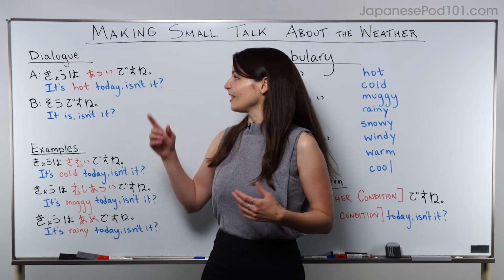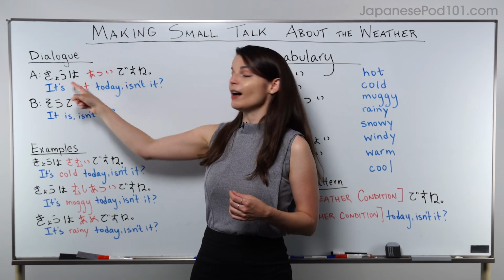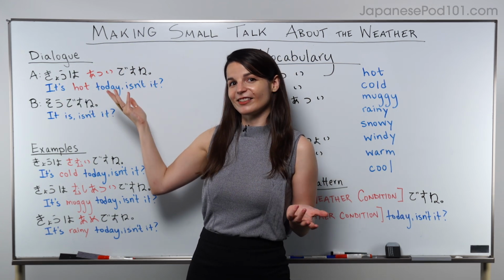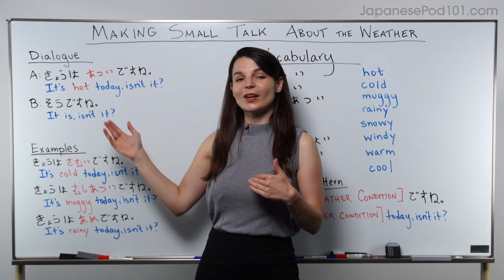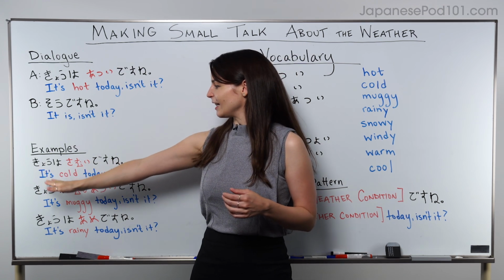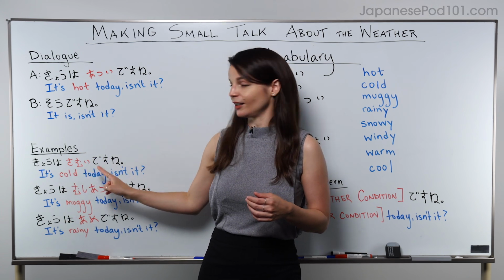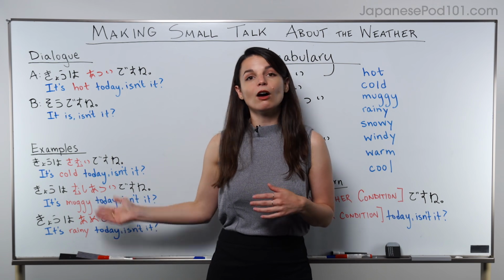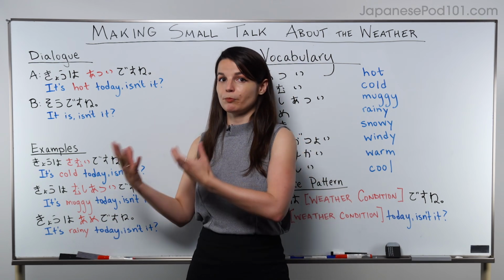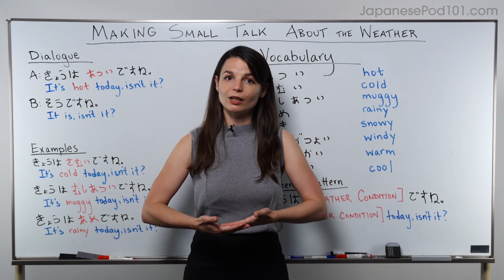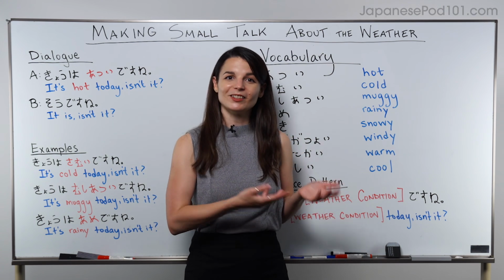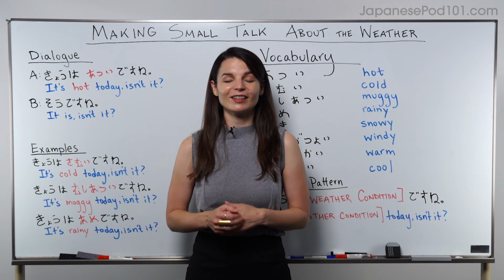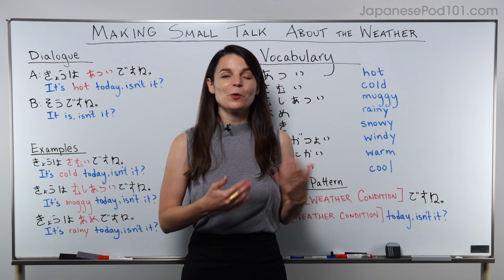We saw this in the original dialogue sentence, 今日は暑いですね. Today is hot, isn't it? Or it's hot today, isn't it? We also saw this pattern here in these examples. 今日は寒いですね. 今日は蒸し暑いですね. 今日は雨ですね. They all follow this same pattern of introducing today as the topic, some weather condition, and then ending with ですね to show that it's kind of a conversational point. So you can create your own sentences with this pattern.